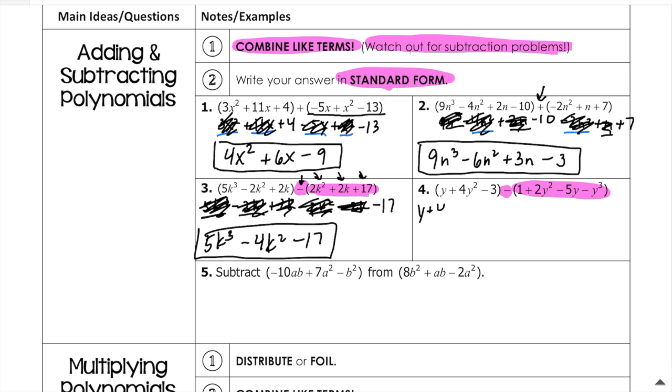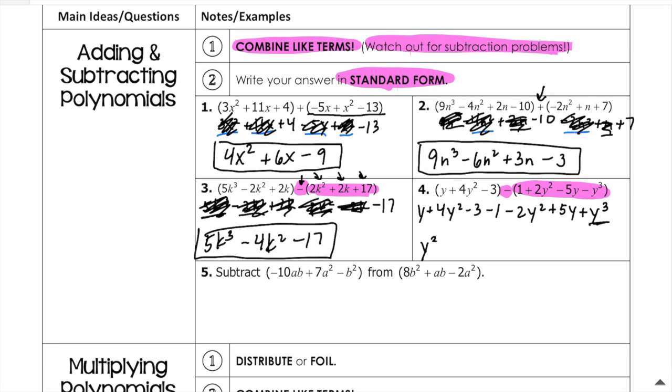So I have this first part. So I got y plus 4y squared minus 3. And I'm going to flip everybody else. So it's going to be a negative 1, a negative 2y squared, a positive 5y, and a positive y to the third. Now, as before, I'm going to identify my biggest degree. Seems like it's my y to the third.